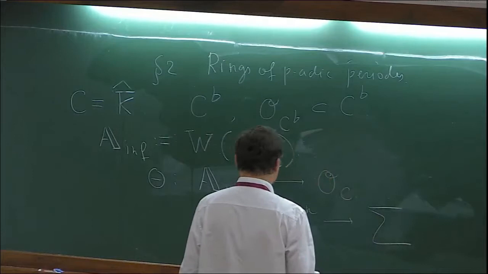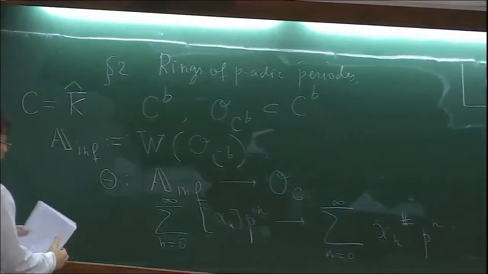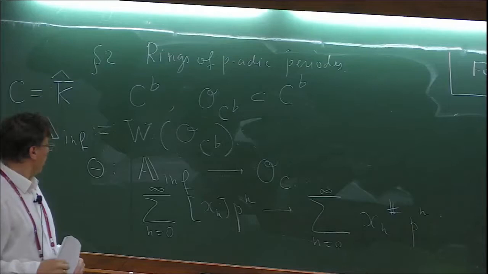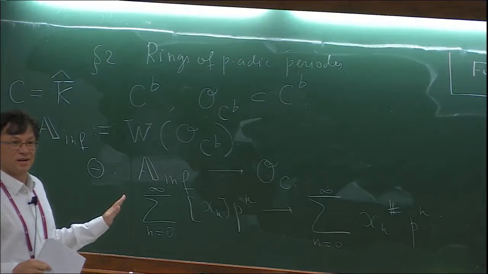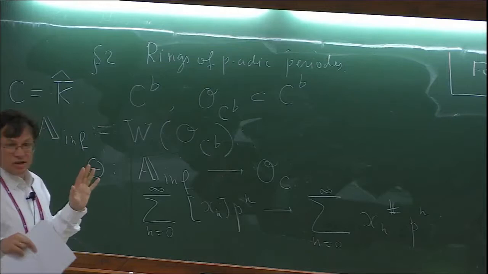The sum of xn sharp p^n. I think that the notation is the same, no? The script E appears in a characteristic p case.